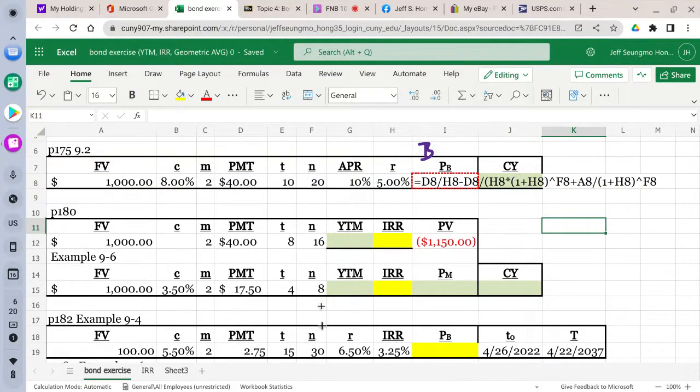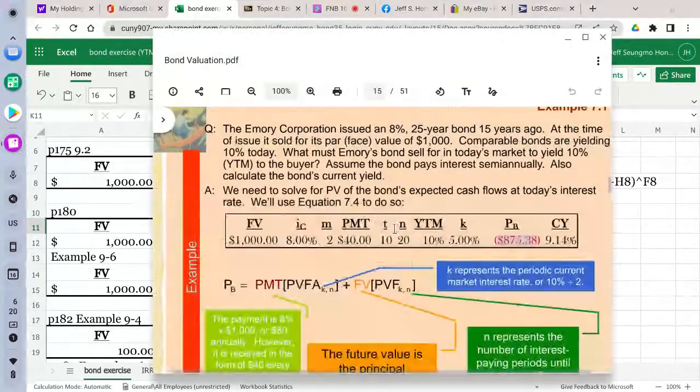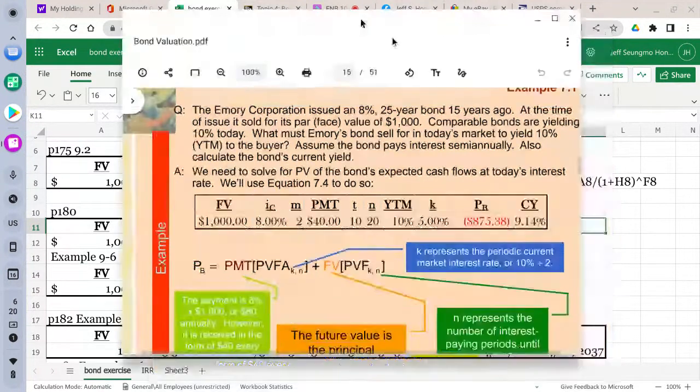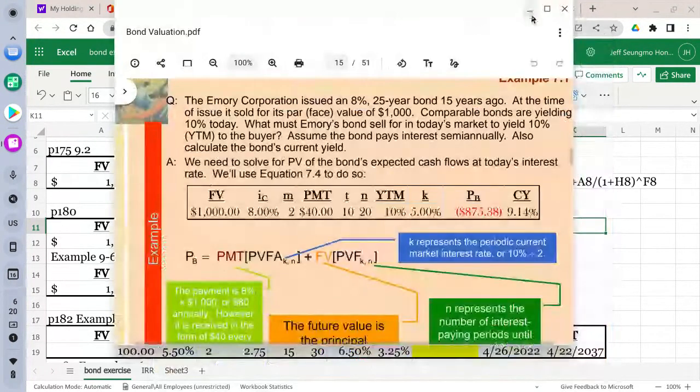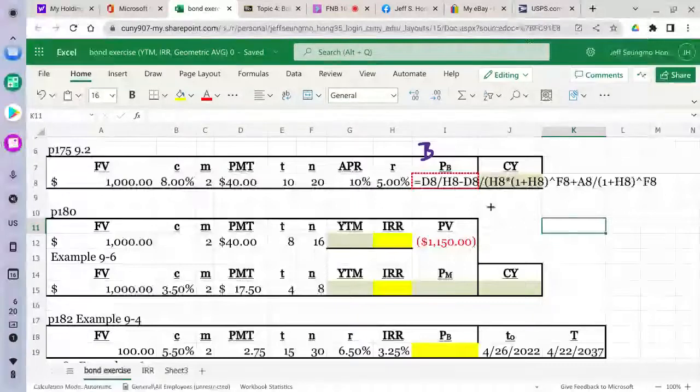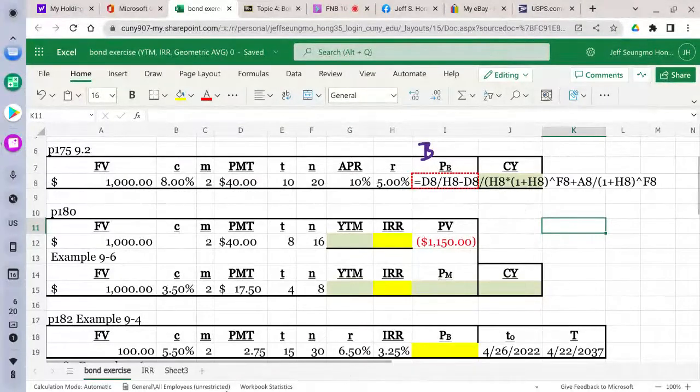Okay. So I believe you will get 875, right? Did you get 875.38? Mm-hmm. Okay, then you got it right. Now, what is the current yield? To explain this, I will need to open something.